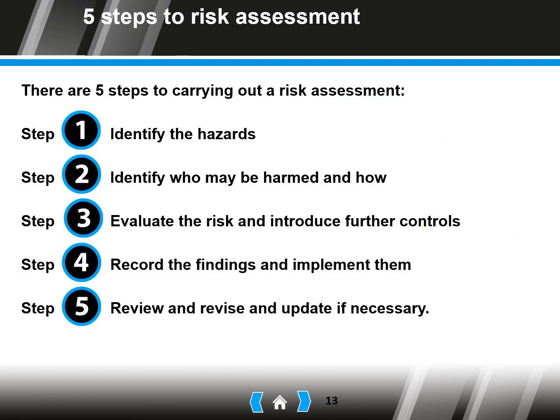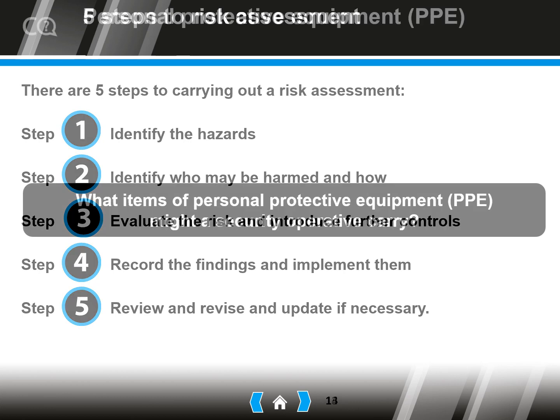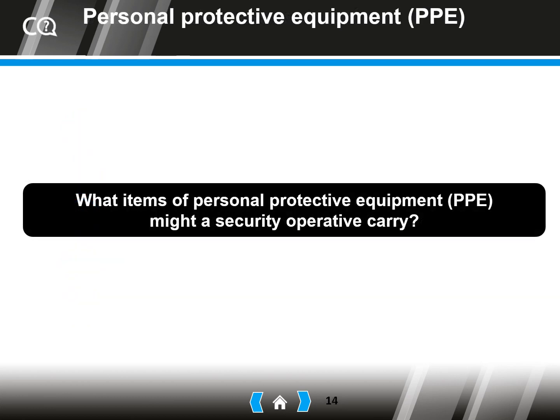There are 5 steps to carry out a risk assessment. Step 1, identify the hazard. Step 2, identify who may be harmed and how. Step 3, evaluate the risk and introduce further controls. Step 4, record the findings and implement them. Step 5, review and revise and update if necessary. So that's going to be your policies and procedures.